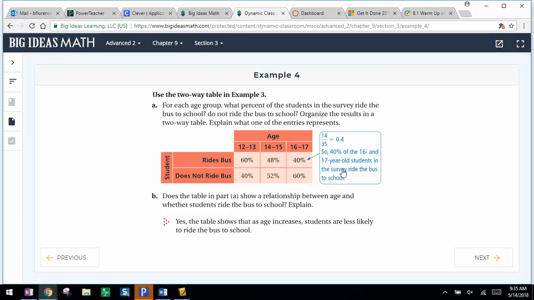So this would go along with the front table where they got their percents. They took the total 14 out of 35 that rode the bus and got their percent. And that's how you get the percent on each one of them.